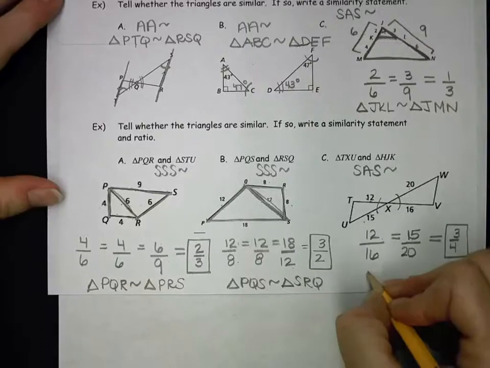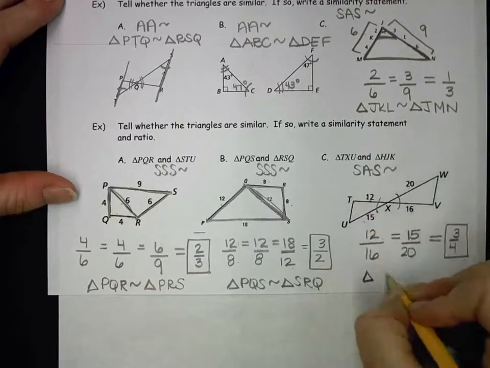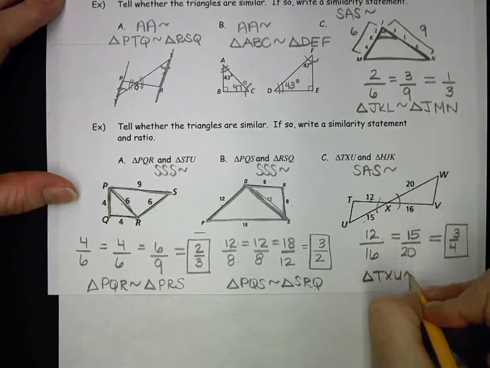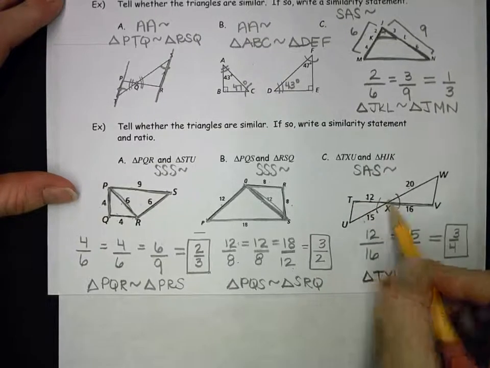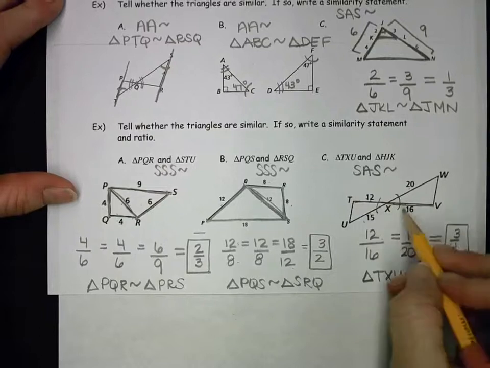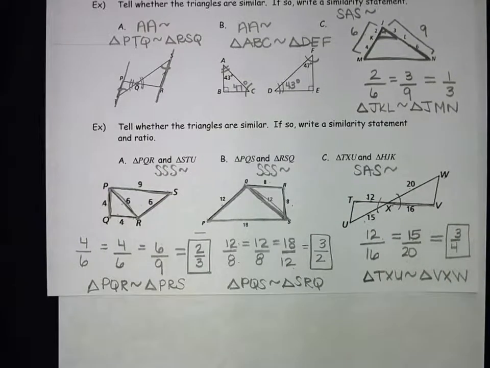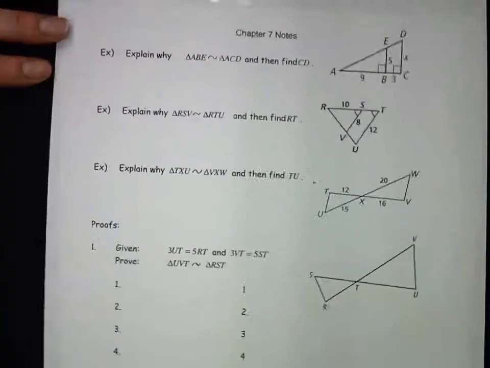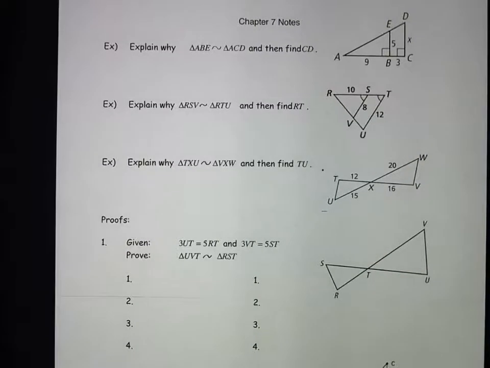We then must write our similarity statement. So I'm going to say triangle TXU is similar. T to X will match V to X, and then we'll go to W. And that will be our similarity statement. All right, if you flip the page. On our next page, we are going to explain why triangles are similar and then find the missing length.